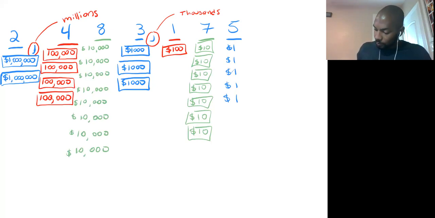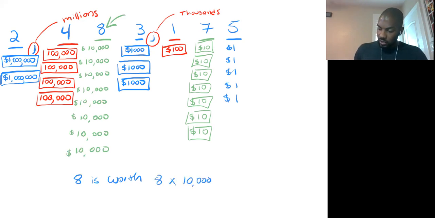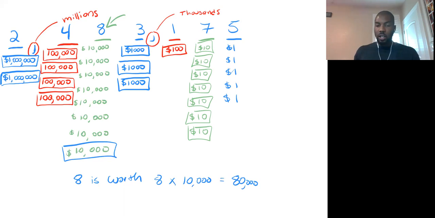So if I asked you, the 8 is in which spot? You would say, well, the 8 is worth 10,000, so it's worth 8 times 10,000, which is 80,000. Which spot is it in? It's in the $10,000 spot, or the 10,000 place.